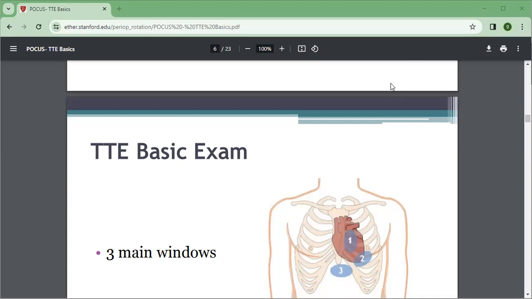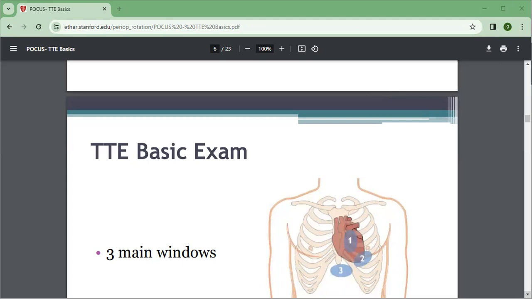Okay, good. Now, we are continuing with our lectures today about echocardiogram. And today we are talking about the transthoracic echocardiogram. And we will start with our main topic today, which is parasternal long axis.